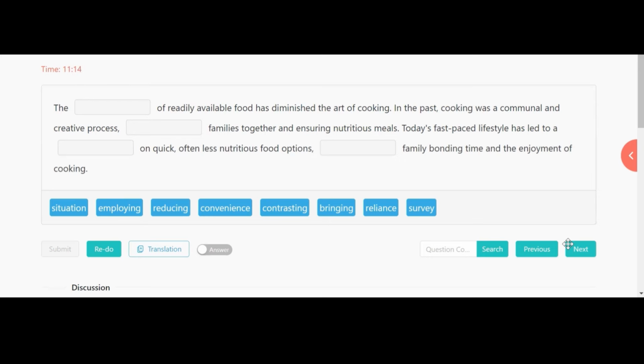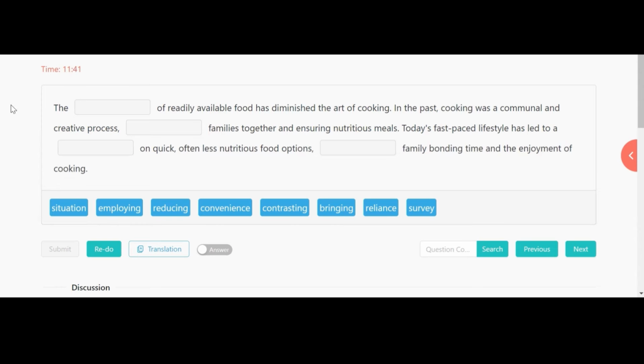So a question like this, by the way, this is reading fill in the blank. This is one of the questions that has been repeated in the Pearson Test of English. All right, this says the dash of readily available food has diminished the art of cooking. So we don't even really understand what they're talking about. Now we have these options here: situation, employing, reducing, convenience, contrasting, bringing, reliance, and survey.